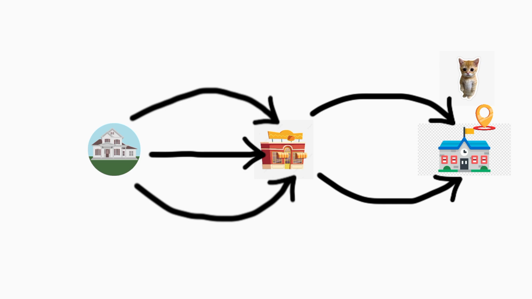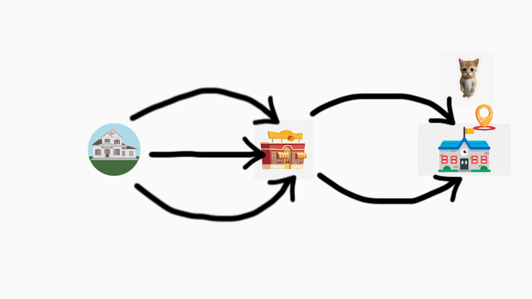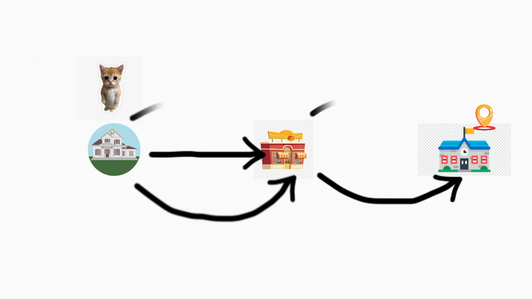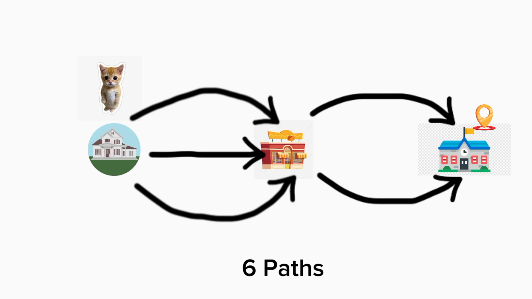Okay, now because little Timmy is clever, little Timmy thinks, how many ways can I go to the food stall and go to the school? Okay, now just let's teleport little Timmy first. Okay, now little Timmy sees that he can follow this path, this path, this path, this path, and this path. So there are a total of 6 paths to school.